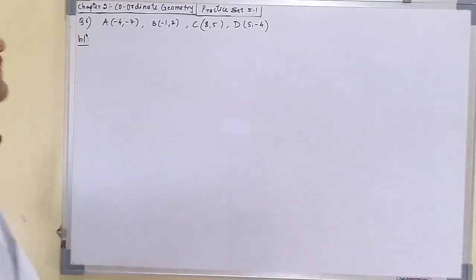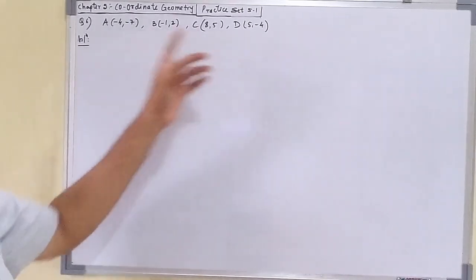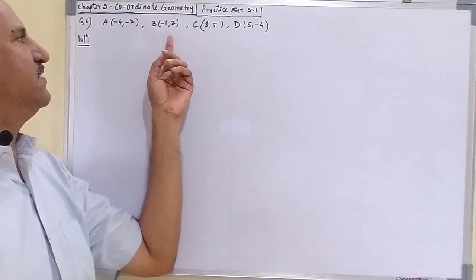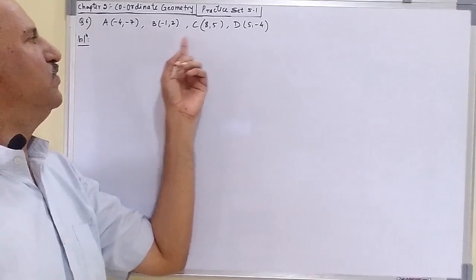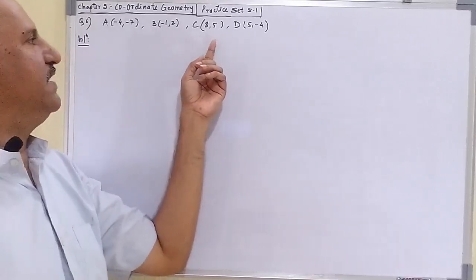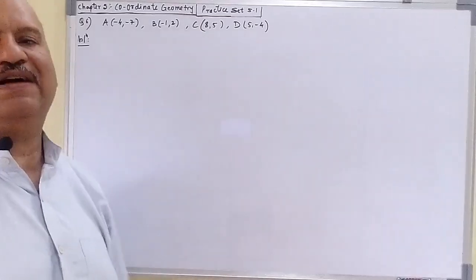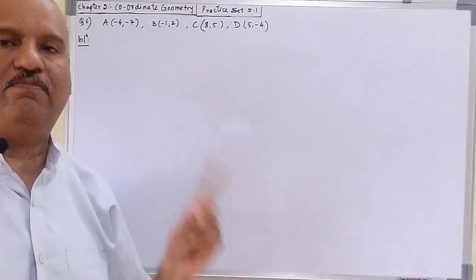Now we are in practice set 5.1, question number 6. They have given us A, B, C, D. These are the coordinates of A: 4, -7. Coordinates of B is -1, 2. Coordinate of C is 8 and 5. Coordinate of D is 5 and -2. They have asked you to show that this quadrilateral ABCD is a rhombus.